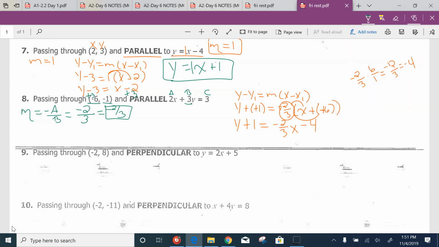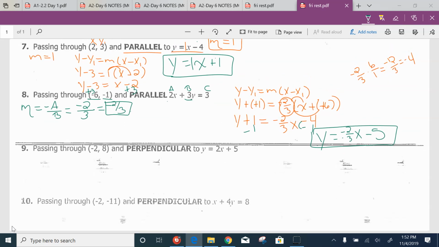Now I need to go ahead and get y by itself. I'll do that by subtracting 1 from both sides. And I end up with the equation y equals negative 2/3 x. Negative 4 minus 1 more is a negative 5. So minus 5. There's my equation with the same slope as my first line, right here, but with different y-intercepts. Now my next two have to do with perpendicular lines.